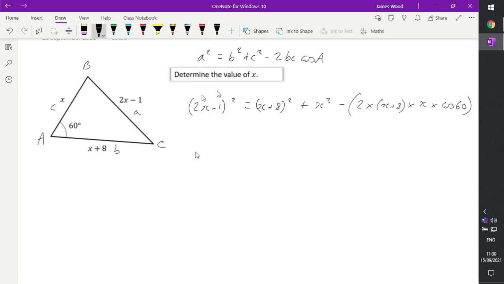So 2x minus 1 squared, that's going to be 4x squared minus 4x plus 1. X plus 8 squared is x squared plus 16x plus 64. Then we've still got the plus x squared. And then we've got minus, let's just sort out what's in this bracket. I've got 2 times x plus 8 times x times cos 60. Let's do the algebra bits first. So I've got 2x times x, so that'd be 2x squared, and I've got 2x times 8, so it's going to be plus 16x, and then I've still got to times that all by cos 60.